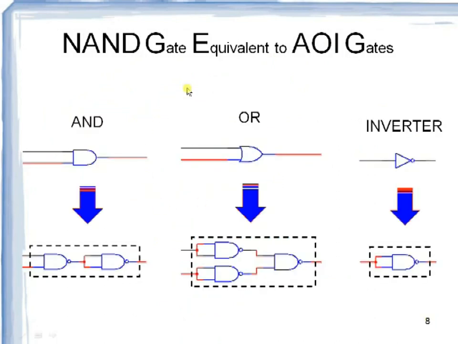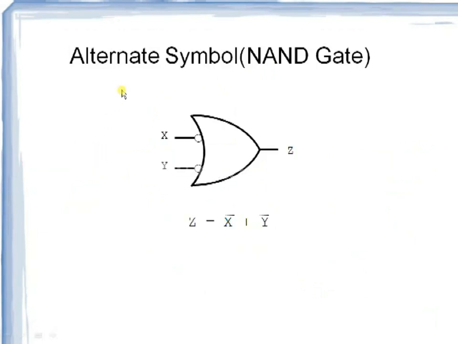Okay, so NAND gate equivalent to AOI gates. The AND gate is represented like this, the OR gate is represented like this, and the inverter is represented like this. And this is the alternate symbol of the NAND gate, which you have already seen in the previous sessions. So the OR gate is getting two inverted inputs, therefore you will get Z equals x bar plus y bar.